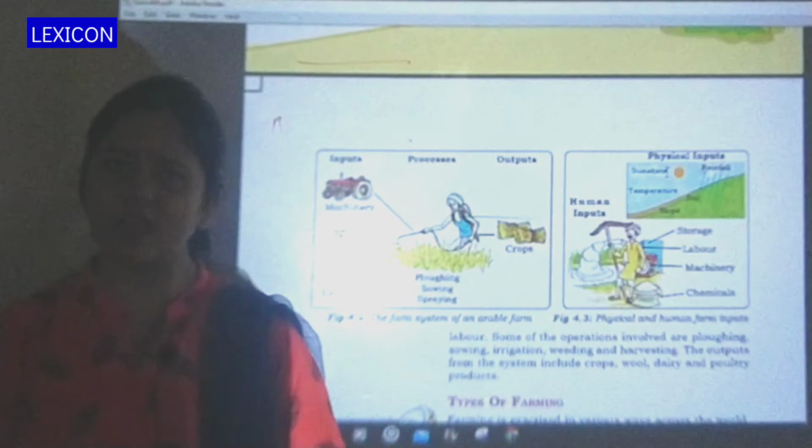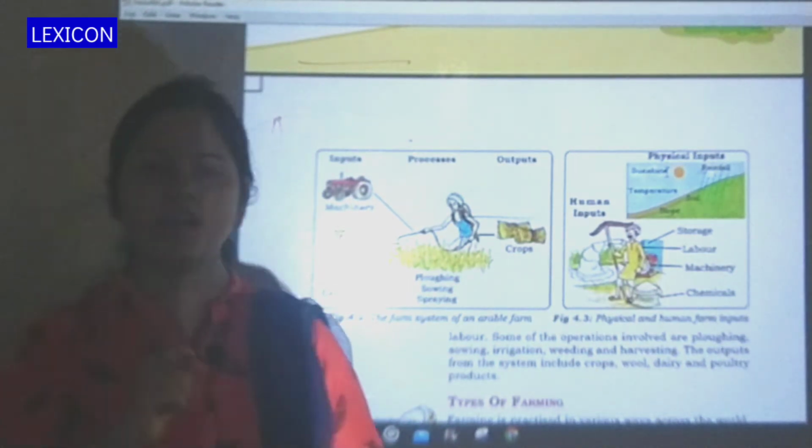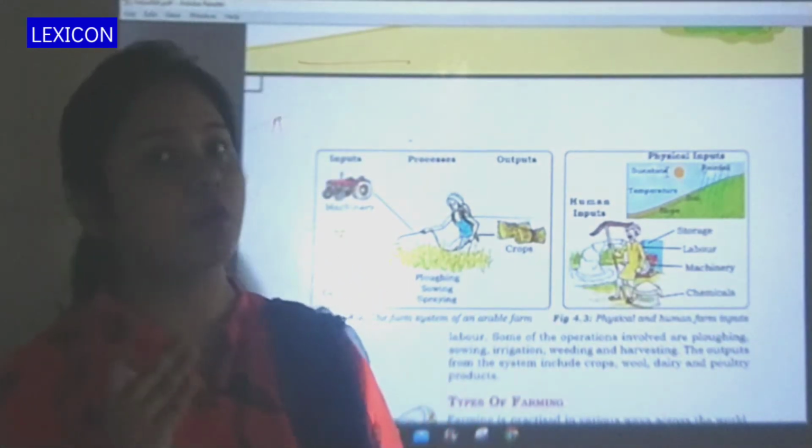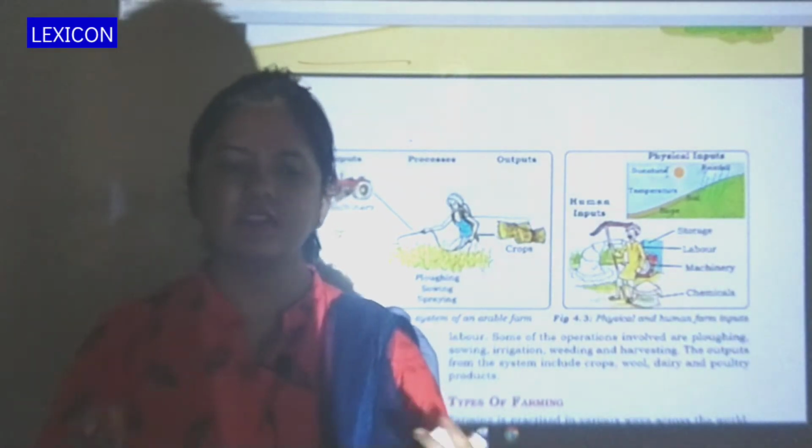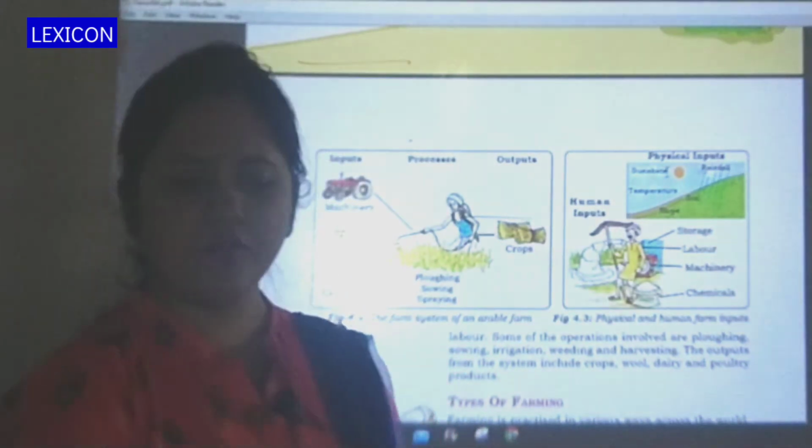All the other terms I think are familiar to you, but what is weeding? The unwanted crops that we remove, that is called weeding, okay. So this is the complete farm system. Now we'll read what are the types of farming.